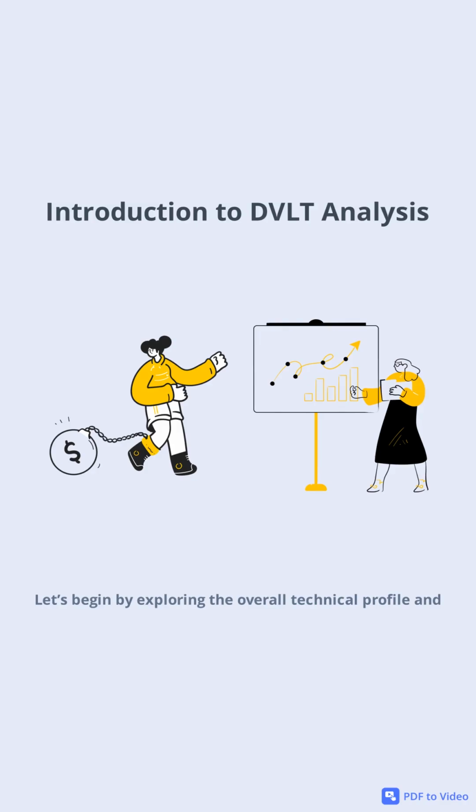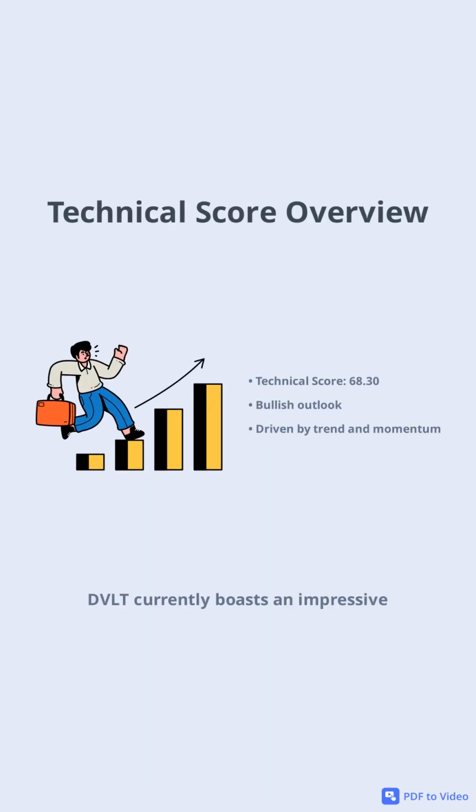Let's begin by exploring the overall technical profile and what makes DVLT stand out in the current market landscape. DVLT currently boasts an impressive overall technical score of 68.3, signaling a robust bullish outlook. This score is not arbitrary, it's the result of a combination of powerful trend indicators and explosive momentum. By dissecting the components of this score, we can better understand the underlying forces at play.